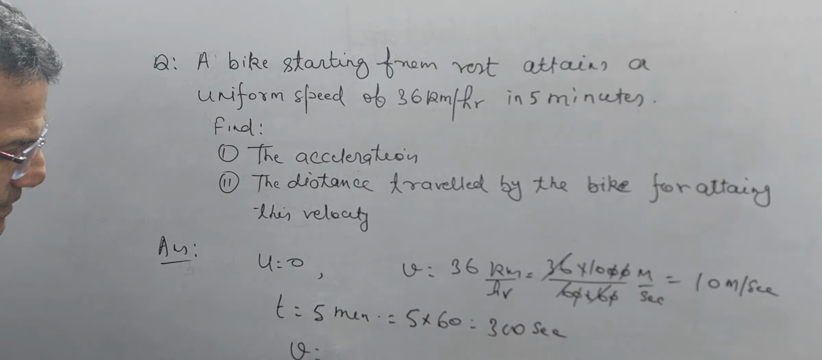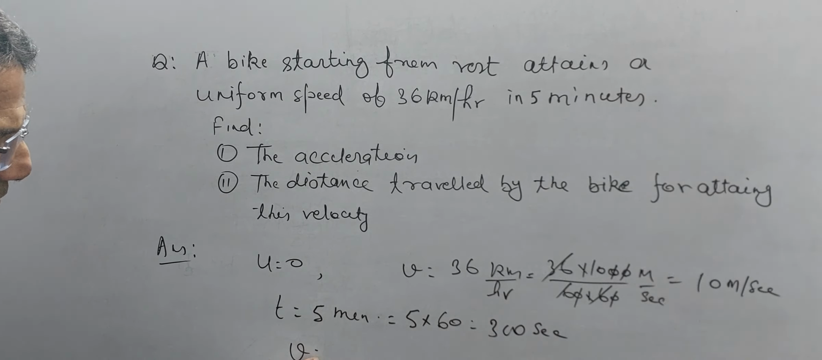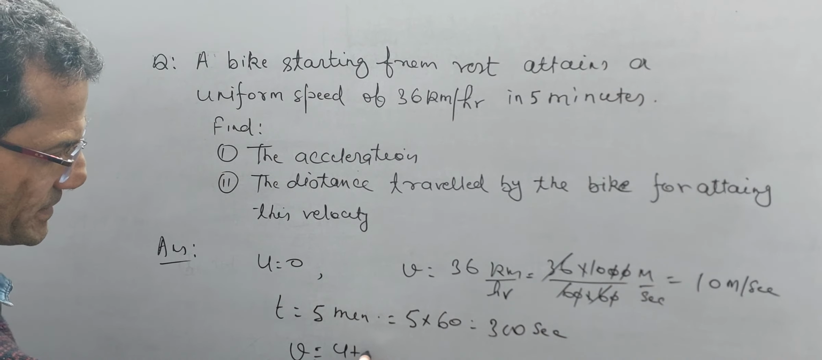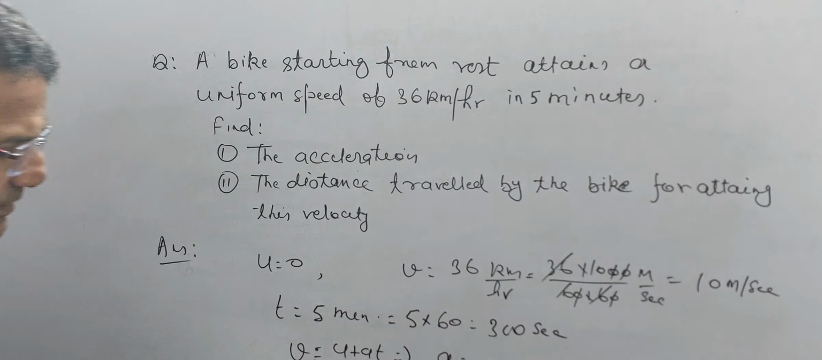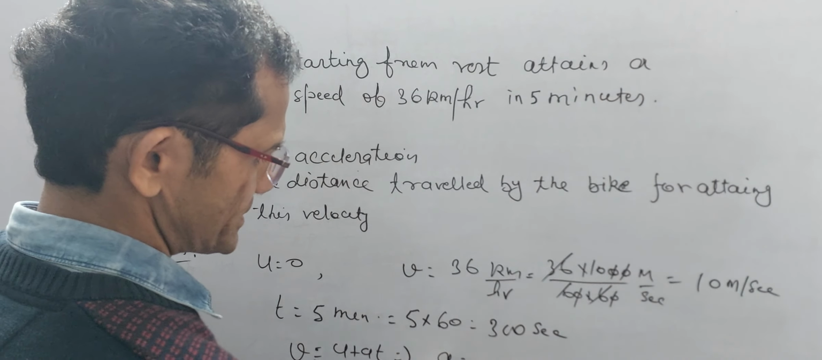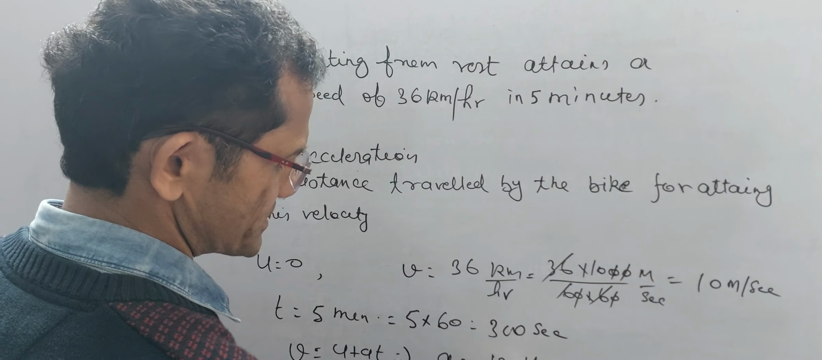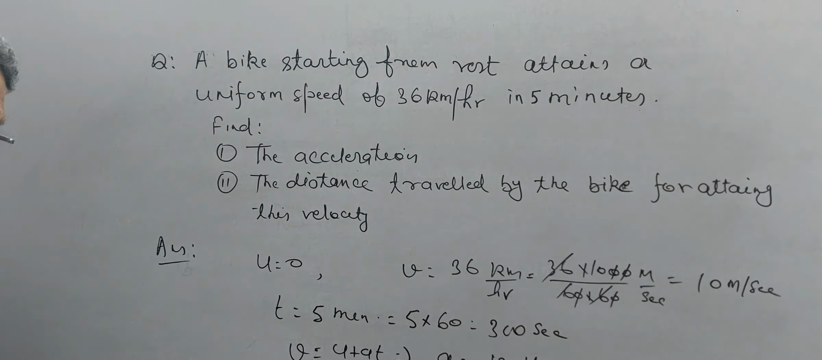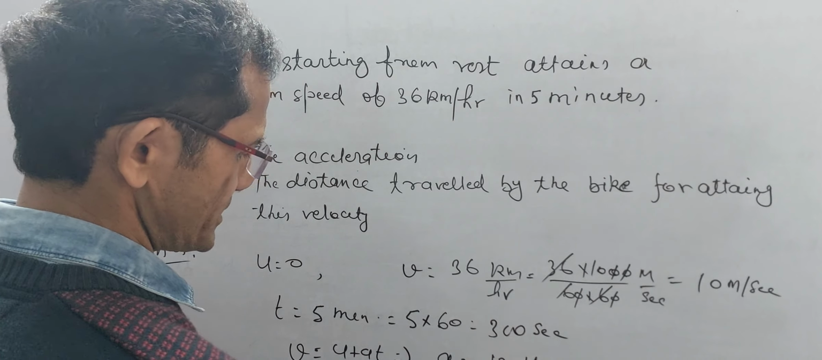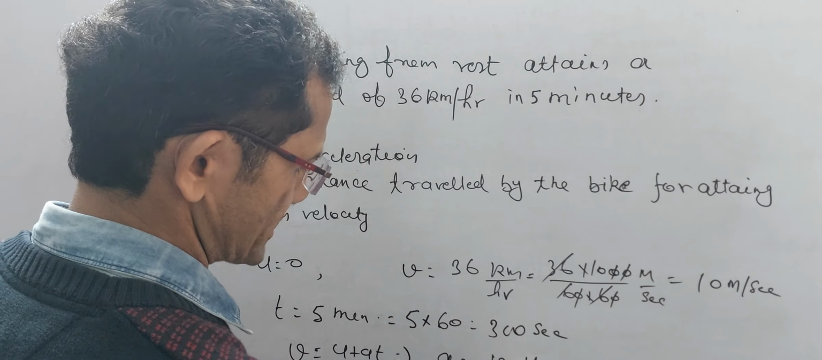Now using this formula, velocity is equal to u plus at. From here your acceleration becomes v minus u divided by t. By the definition of acceleration, change in velocity, final velocity minus initial velocity, divided by time taken will be your acceleration.